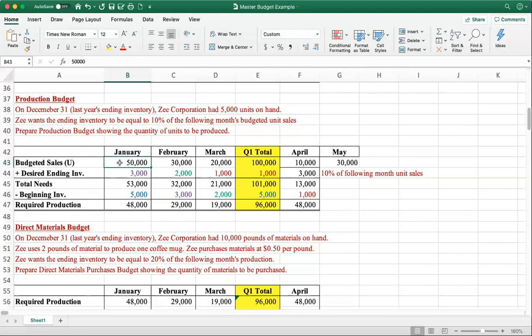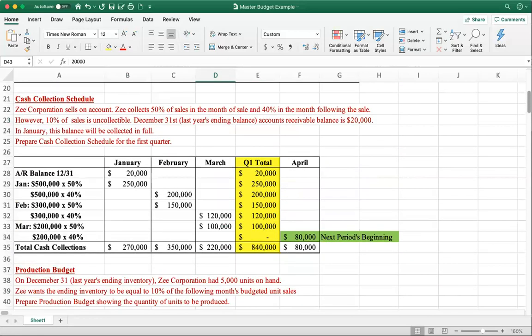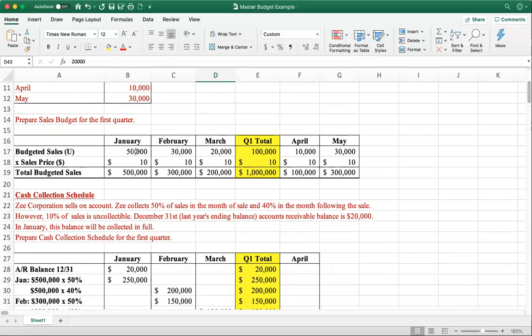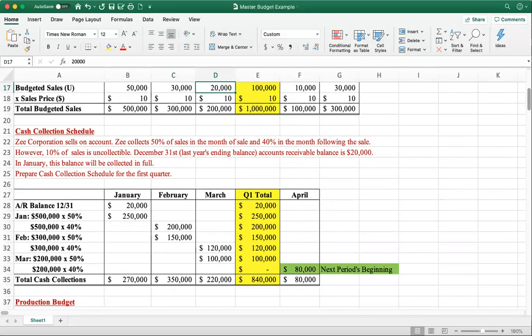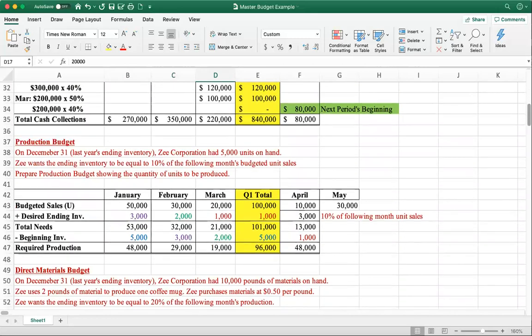So if you go in January, it's 50,000, and February is 30,000, and March is 20,000 budgeted unit sales. They are coming from your sales budget. If you go back to the sales budget, you will see that you have 50,000, 30,000, and 20,000 unit sales in January, February, and March respectively. Okay, so we brought this here.